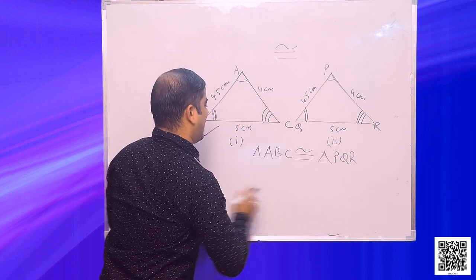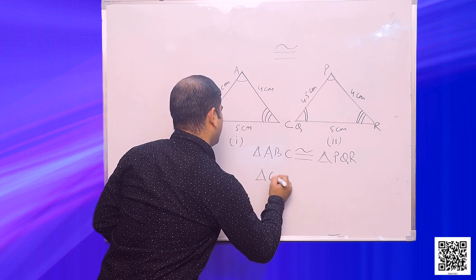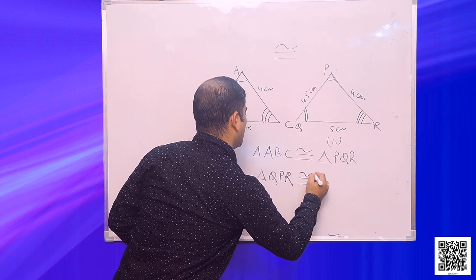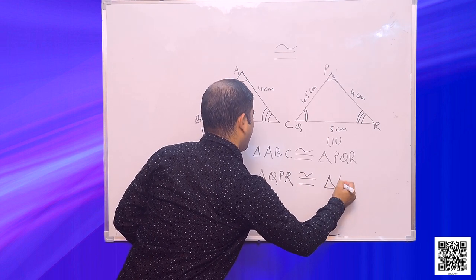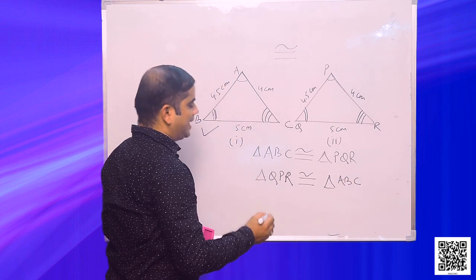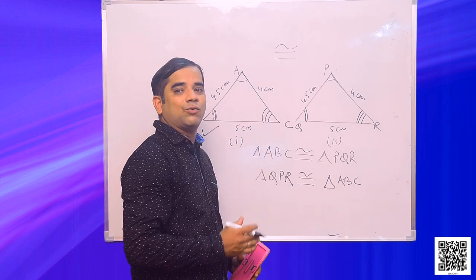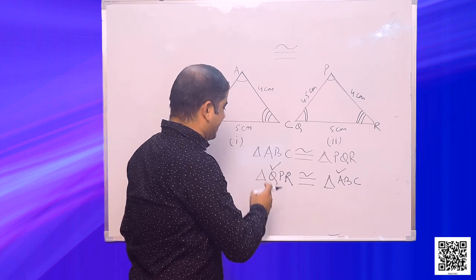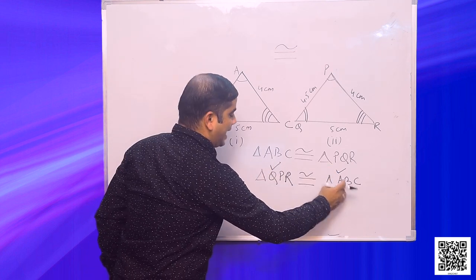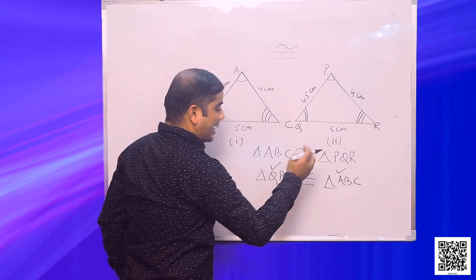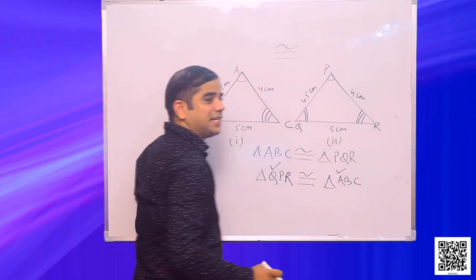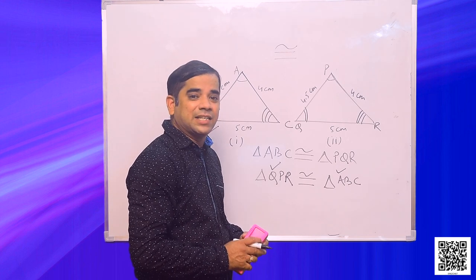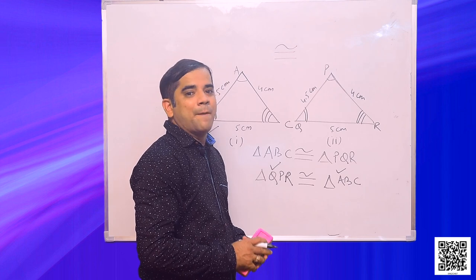That means if I write triangle QPR is congruent to triangle ABC, then this is not the right way to represent congruency, because now according to this representation, Q is corresponding to A, P is corresponding to B, and R is corresponding to C, which is absolutely wrong. So we have to maintain the sequence to represent the congruency perfectly.